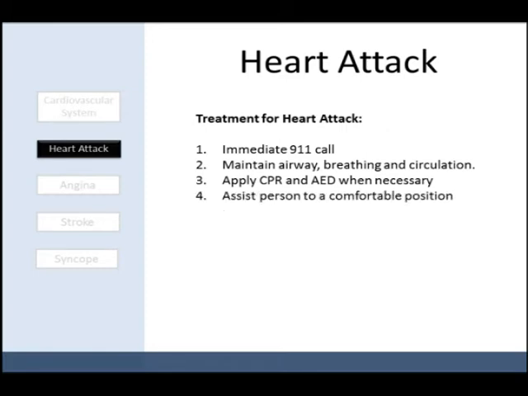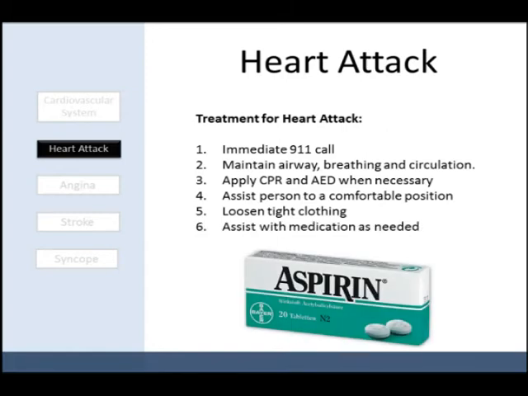Assist them into a comfortable position and loosen any tight clothing. Assist the person with medication such as aspirin if they are prescribed. Ensure that they only take one regular dose as instructed.